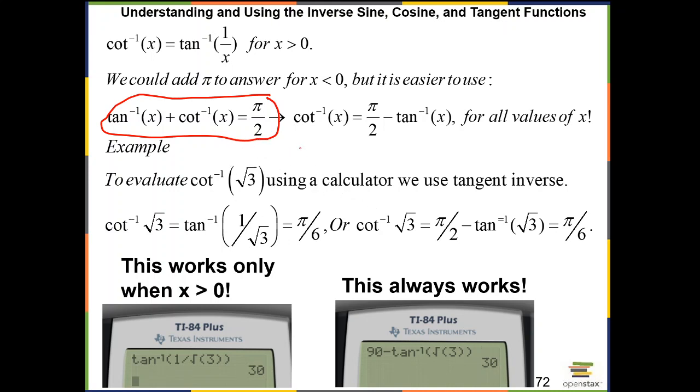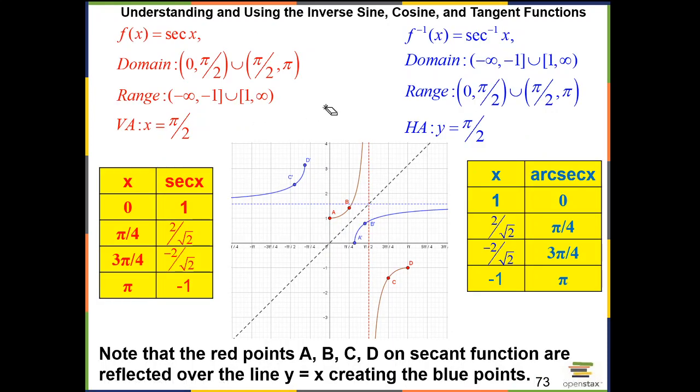In fact, if you want to graph cotangent inverse with a calculator, what do you put in y equals? We don't have cotangent inverse. So what you put in y equals to graph it is pi over 2 in parentheses minus tangent inverse x. That's how you graph it. Okay, so the other formula works for positive x, and it doesn't work directly unless you add pi to it for negative x values. And this always works. So we use this for cotangent inverse. So just subtract from pi over 2.